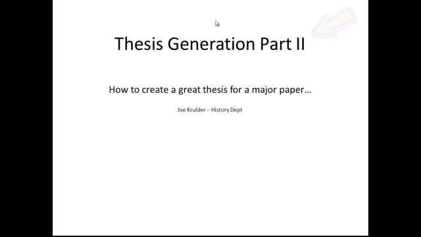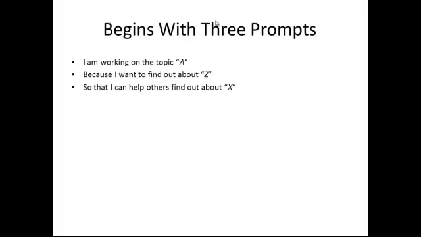So if you're in the wrong place, you might want to try Part 1, which actually focused on small papers like 2 or 3 pages, like a book report or a small essay question, or even one of those essay question exams. You need a quick thesis and how to generate one of those. That's part 1. This is part 2. It's a little bit more complicated, and I hope you hit the rewind button anytime you get confused. Okay? Thesis generation part 2, how to create a great thesis for a major paper.